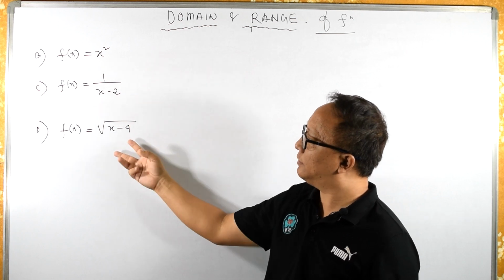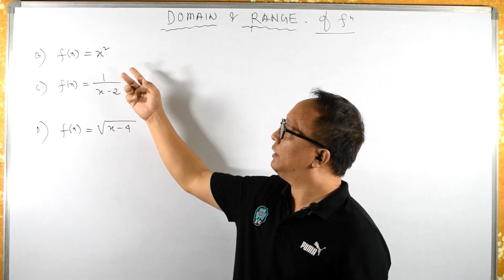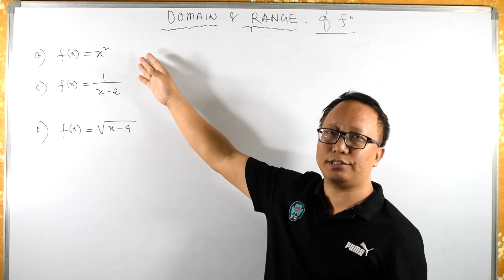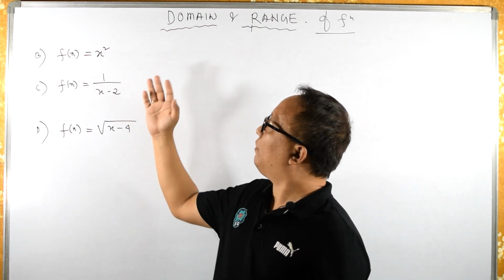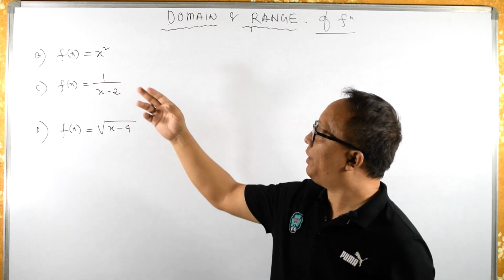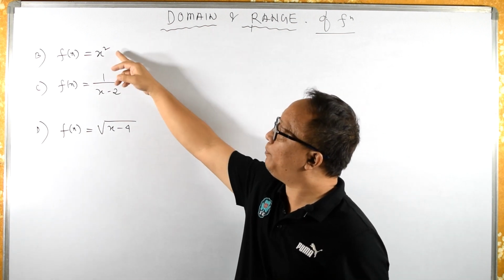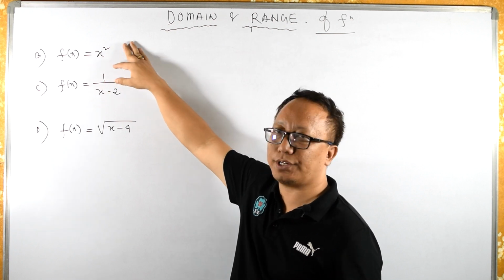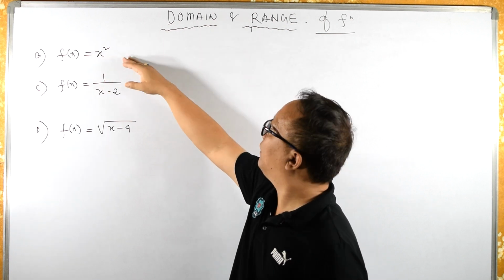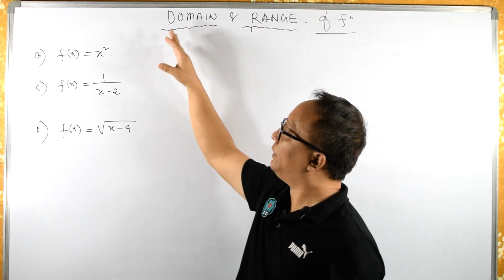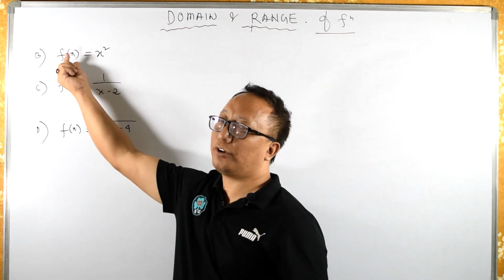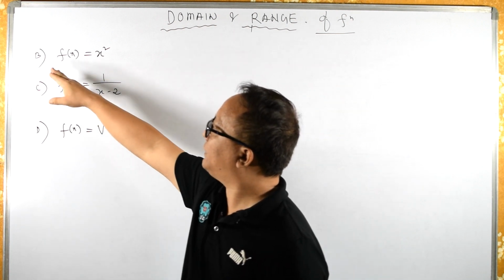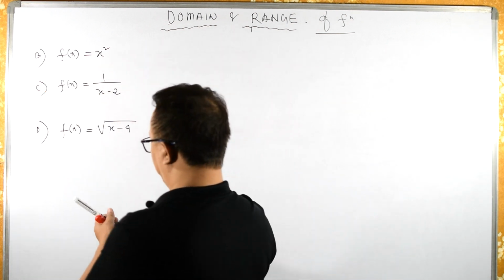These are some functions. Let's find out what the domain and the range of this function are. Now remember, what is domain? Domain means all input values of x for which the function is defined. What about range? Remember, the range is all the outcome values which are defined. Let's see example B.